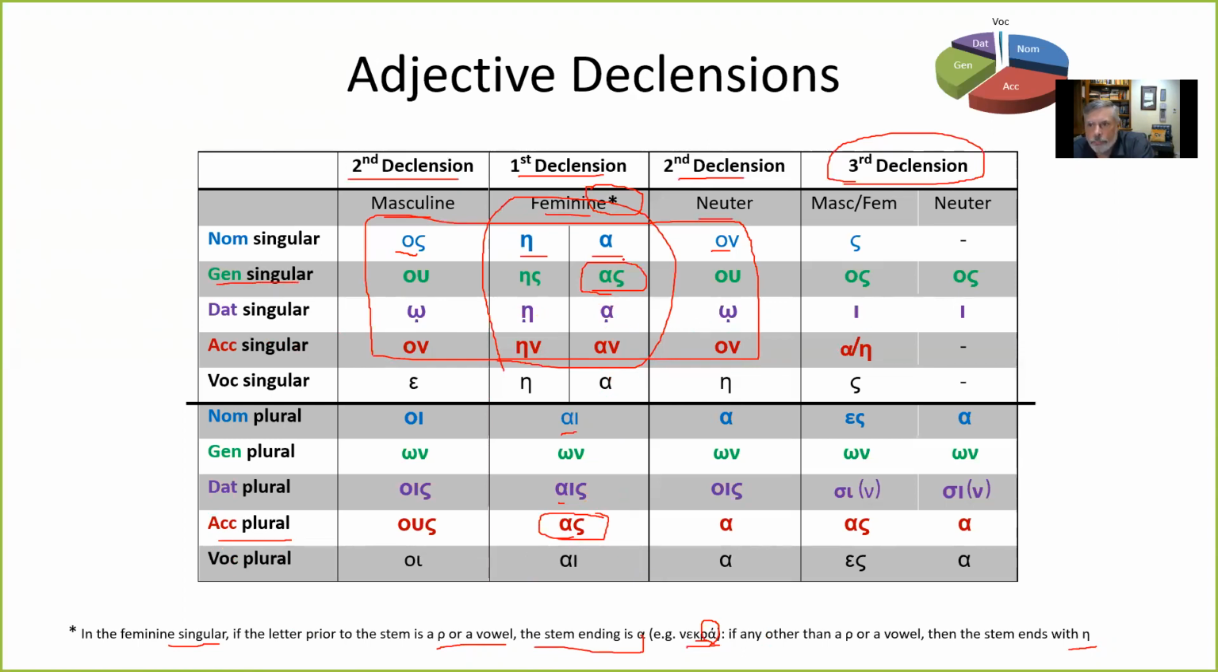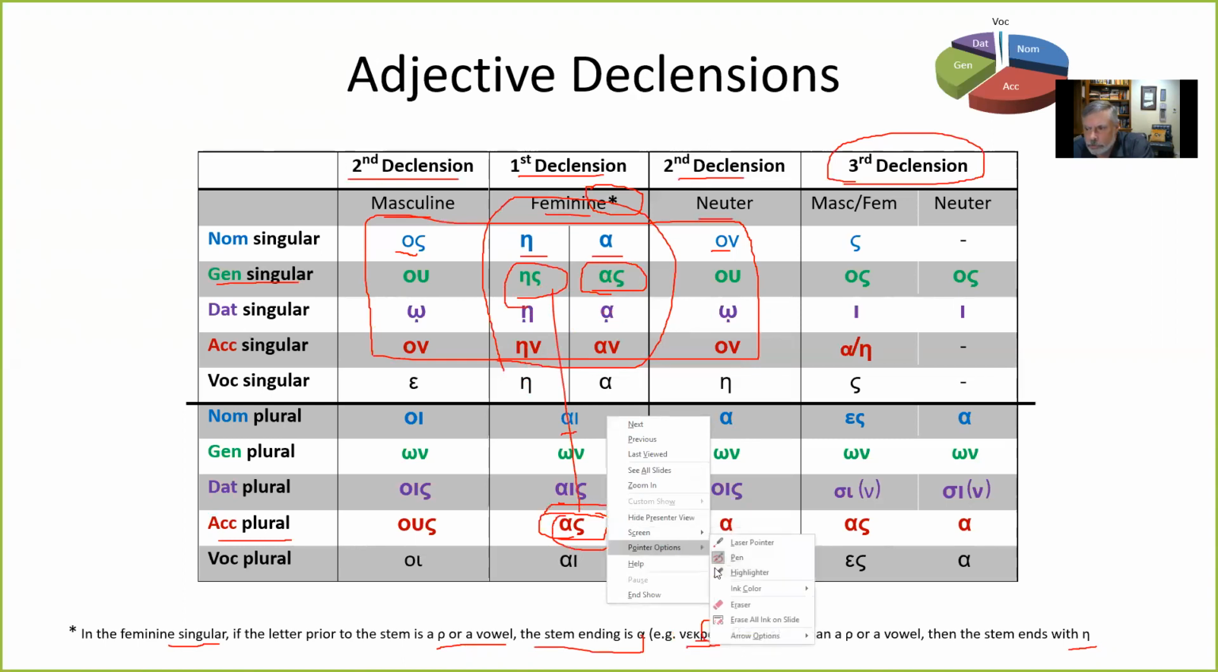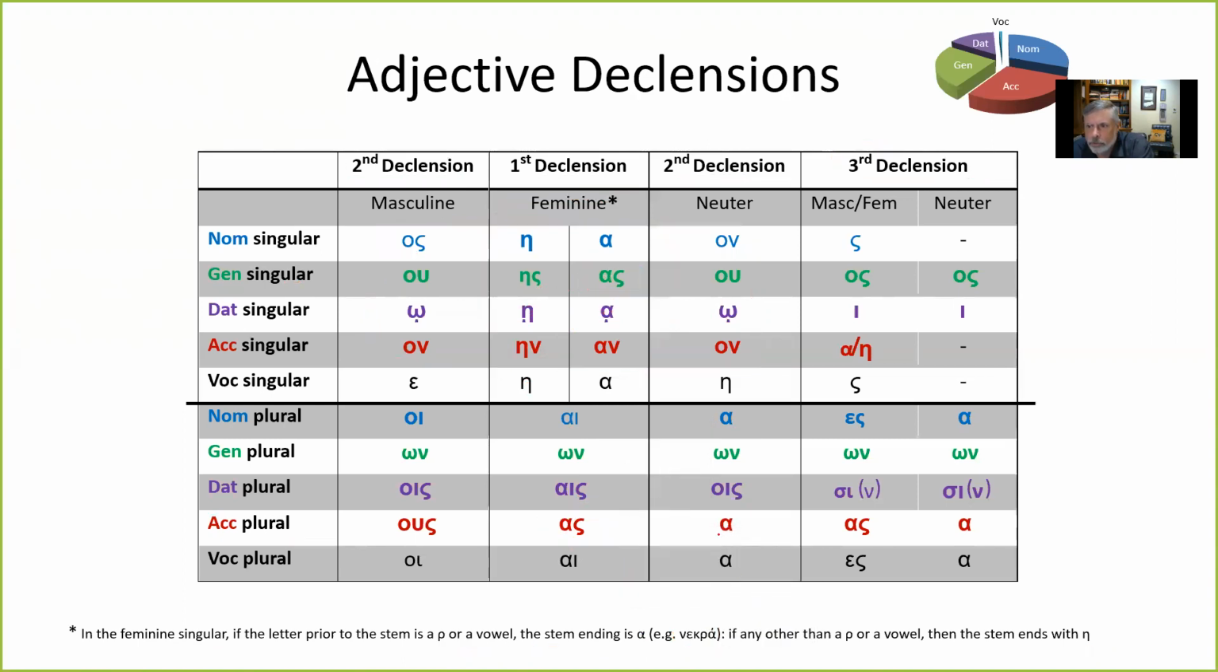However, if the word prior to the stem ending does not have a rho or a vowel, then it would be with an eta sigma, and this will still be an alpha sigma. That won't change. So we can differentiate the two. So hopefully that makes sense to you. I just wanted to point that out, maybe to give you a little bit of an understanding of why that occurs and why we have two different ways.